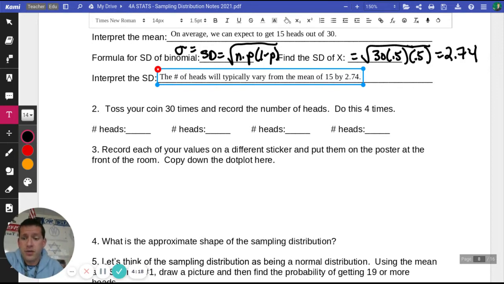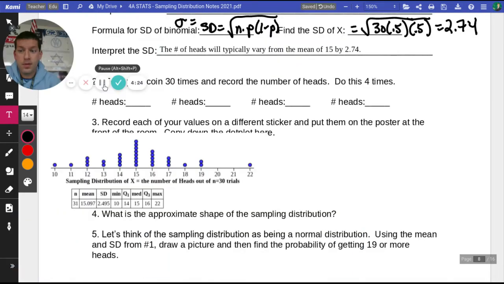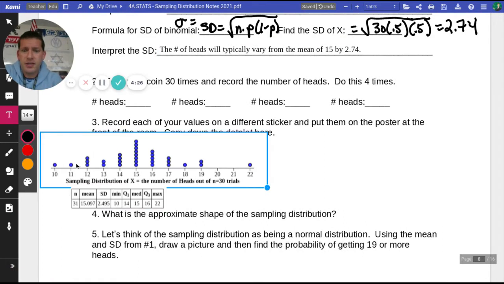So I'm just going to head over to Statkey.com and generate the dot plot that my class has done in the past. So be right back. Hi, I'm up here now. So I collected my data here and threw it down. I even threw in the summary statistics as well, so you could see anywhere from 10 to 22 heads out of 30.